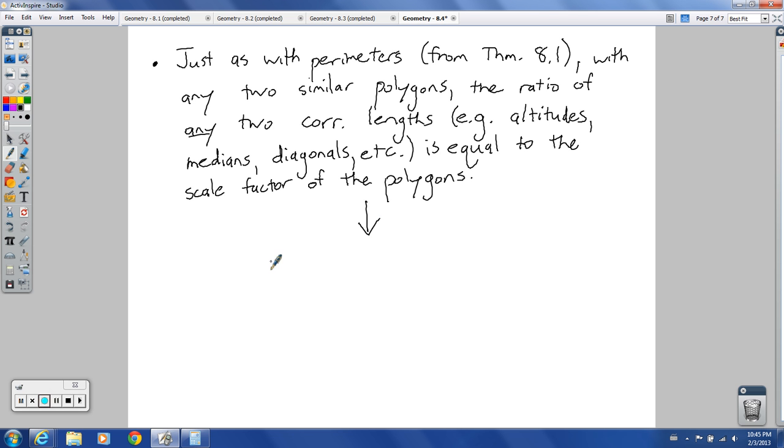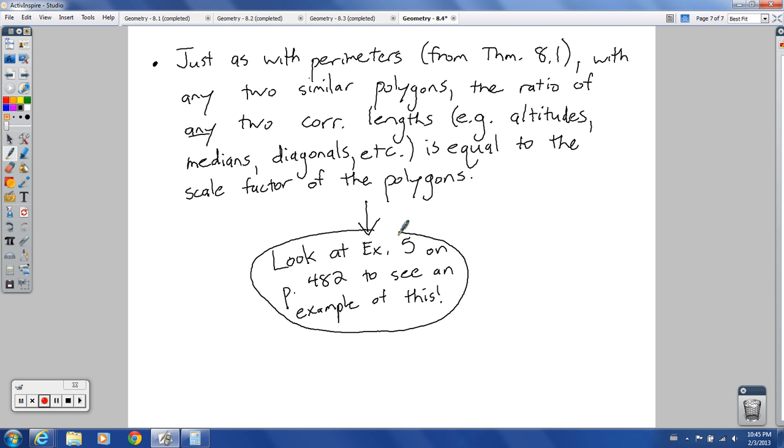And then please write this note underneath that. So I want you to do this right now too. We're not going to do an example, but it's going to assume that you're going to look at this example in the book for me. So look at example 5 on page 482 to see an example of this. So do that right now. Make that the last thing you do here. Check out your book, look at that example, and see that.